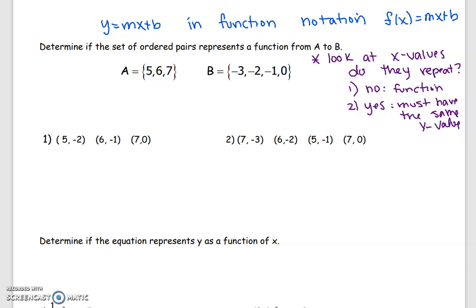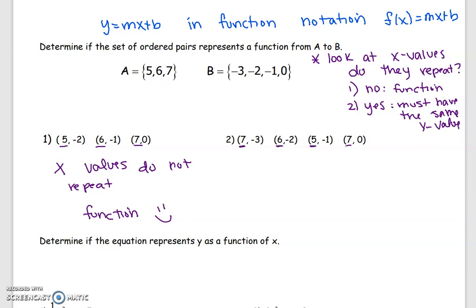So, looking at this one here, we want to look at all of these. 5, 6, 7, they're all different. It doesn't repeat, so it's a function. So x values do not repeat. So function. All right, number 2, let's look at those.